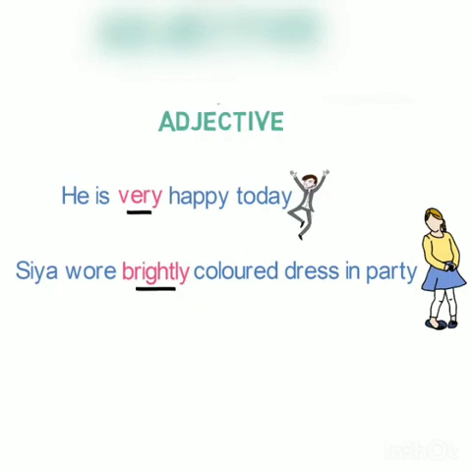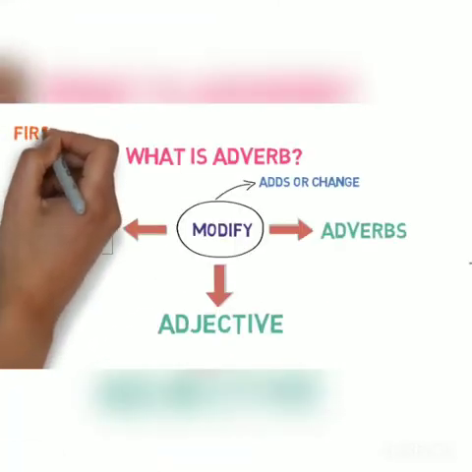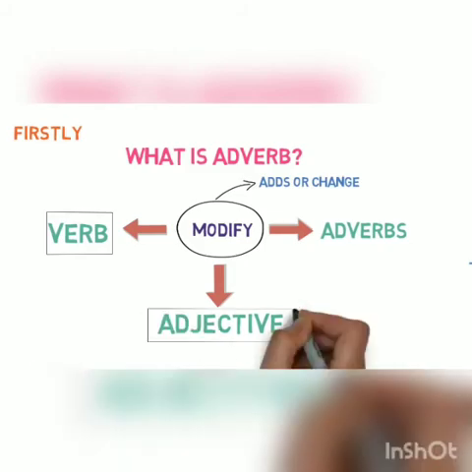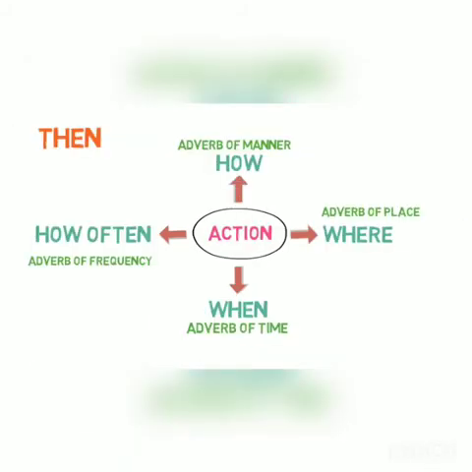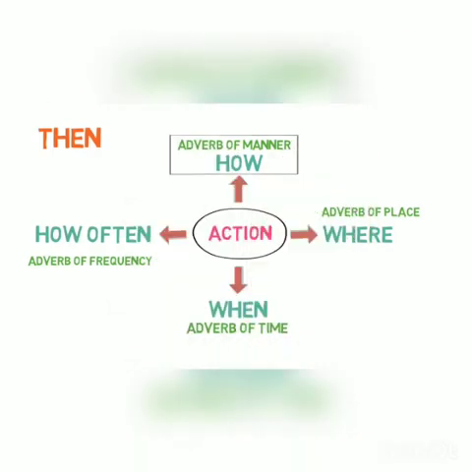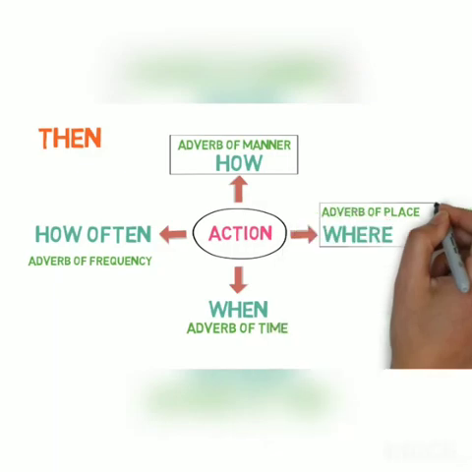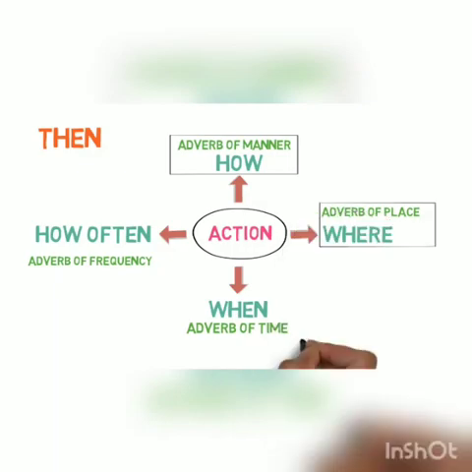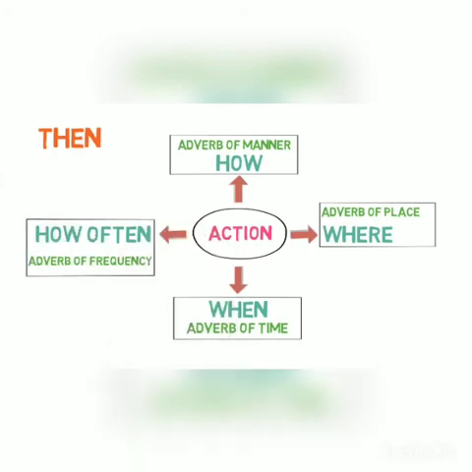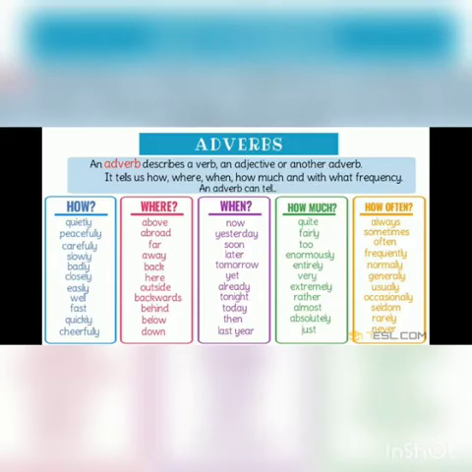And now let's quickly review what we have learned in this video. Firstly, adverbs are words that modify three things: verb, adjective, or adverb. Adverb of manner describes how an action happened. Adverb of place describes where an action happened. Adverb of time describes when an action happened. Adverb of frequency describes how often the action took place. Just remember these four types of adverbs. And here are some examples for you to learn.